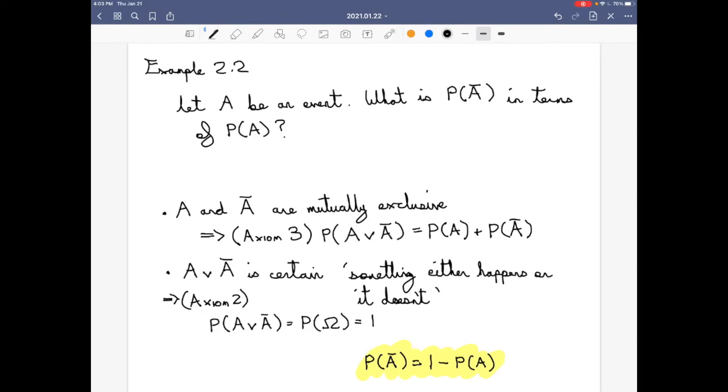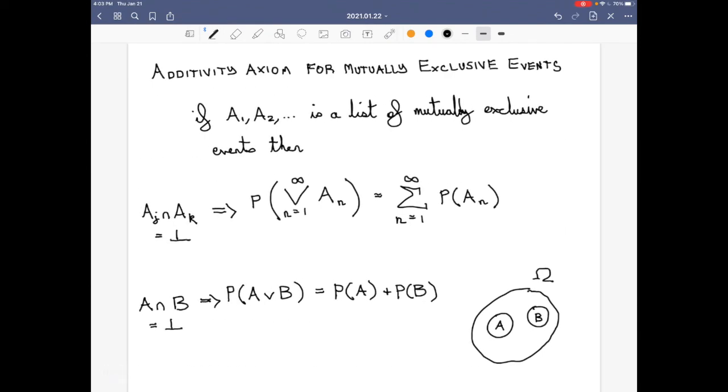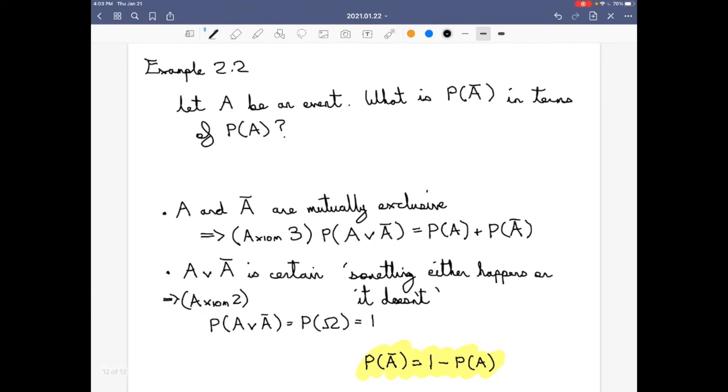So again, I emphasize, it is absolutely illegal to write this equation if you don't know that the two events are mutually exclusive. The reason I'm allowed to write this equation is because if I go back to my axioms of probability, it says that I can do this for mutually exclusive events. If you don't know that the events are mutually exclusive, you're not allowed to just suddenly start turning disjunctions into plus symbols. But here we know that these events are mutually exclusive, so I'm allowed to turn this disjunction into a plus symbol.